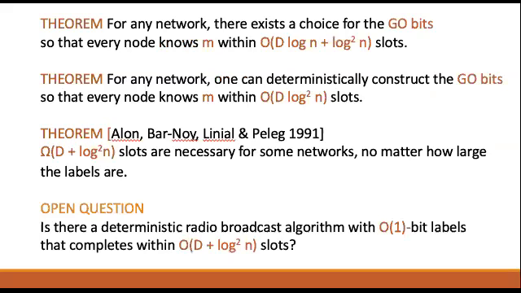We've shown that for any network, there exists a choice for the Go bits so that every node knows the source message within O of d log n plus log squared n slots. And there's a deterministic method to construct the Go bits so that every node knows the source message within O of d log squared n slots. An open question that remains is the existence of a deterministic radio broadcast algorithm using a constant number of bits for the label of each node, which completes in O of d plus log squared n slots, matching the lower bound for arbitrarily large labels.